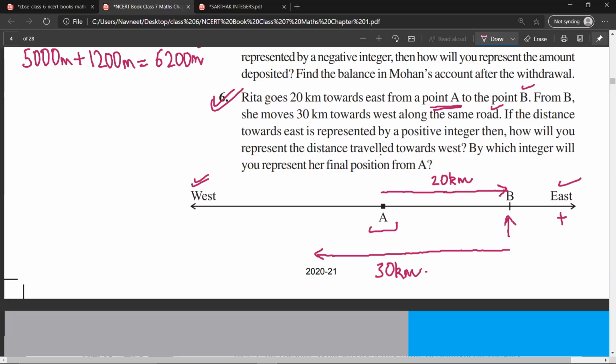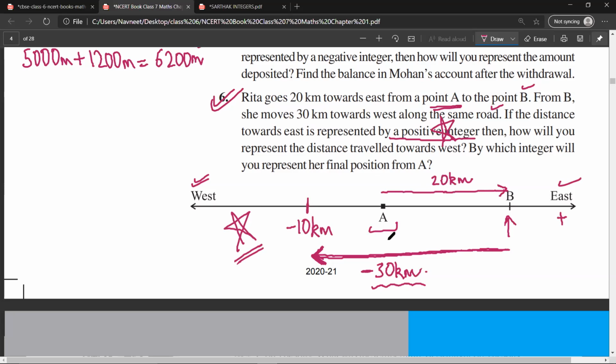If the distance towards east is represented by a positive integer, then how will you represent the distance traveled towards west? This 30, minus. This will be minus. Very nice. Next, by which integer will you represent our final position from A? -10. Shabash. Very nice.